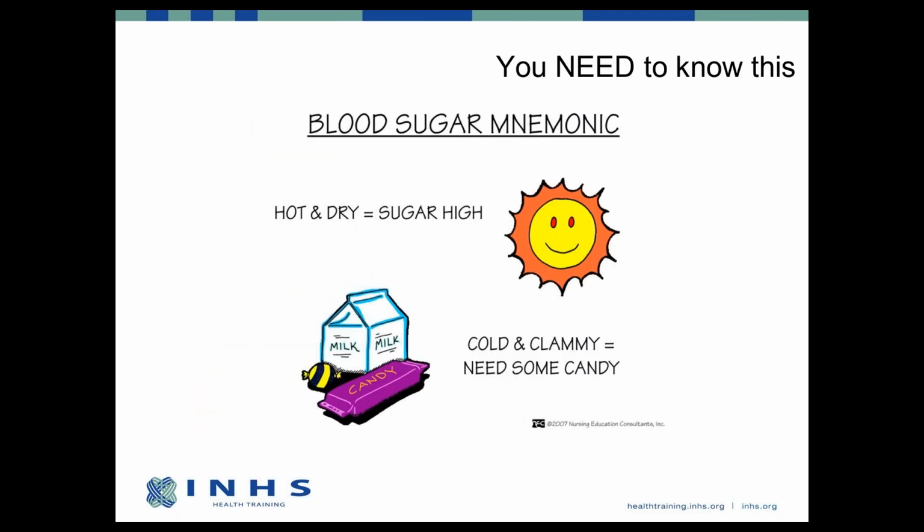Okay? Now, I found this a couple months ago. This literally sums it up perfectly. Hot and dry is sugar high, cold and clammy needs some candy. Right? Hot and dry is hyperglycemic, cold and clammy is hypoglycemic. Summed up in a cartoon representation of that. I feel like in EMT class, I should just teach this one slide. That's all you need to know. You successfully passed the NREMT.